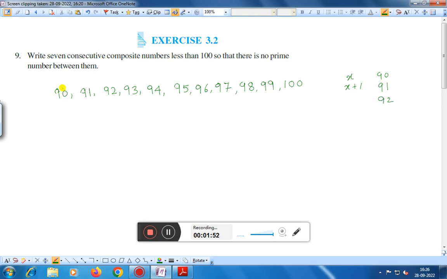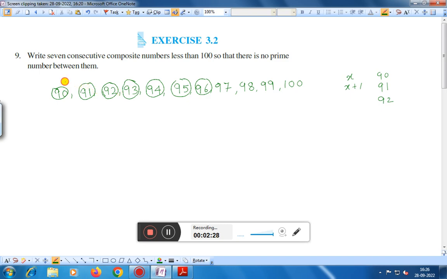Let us take 90. If we take 90, it is a composite number. It has more than two factors. 91, it is also a composite number. 92, it is also a composite number because it has more than two factors, 1 and the number itself. 93, it is also a composite number. 94, it is also a composite number. 95, it is also a composite number. 96, it is also a composite number.